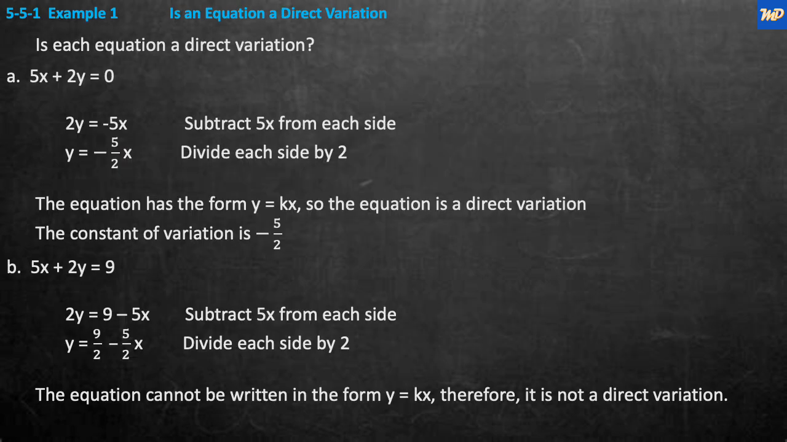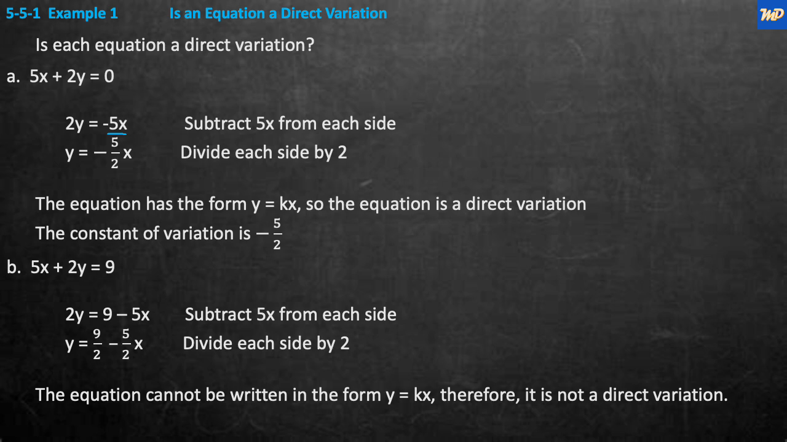Okay, example 1. Is each equation a direct variation? That's what we're going to try to determine here, right? There are 2 equations. 5x plus 2y equals 0. The first thing we're going to do is solve for y. In order to solve for y, we're going to move the 5x from the left to the right, and by doing that, we have to subtract 5x from both sides. And you see that right here. We've subtracted 5x from both sides, and we're left with 2y equals negative 5x.